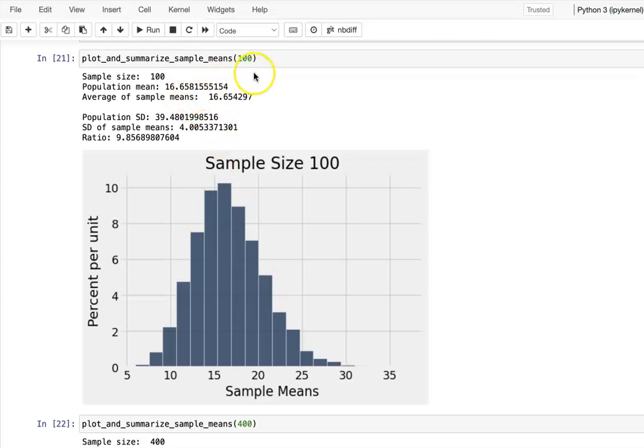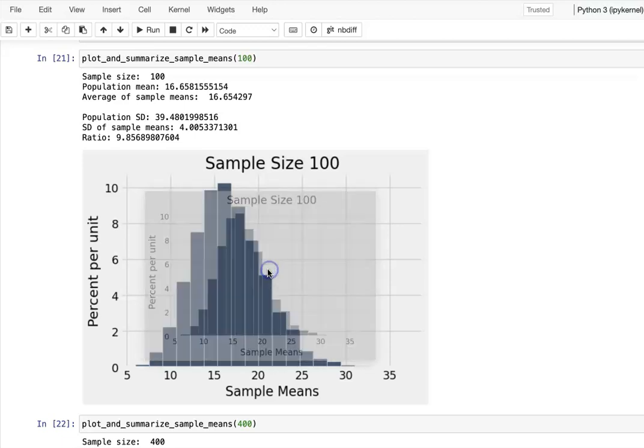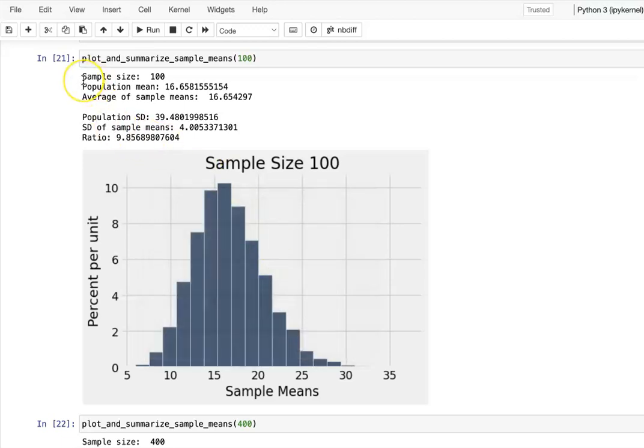We see here the sample size is 100. Still not too bad, right? The sample means still look similar to the bell curve, the normal distribution. But one thing is we can see their interval is about 5 to 30. We can visually see the center, still about 16 something. The standard deviation, we can roughly tell it's about here, but we also have the information displayed.